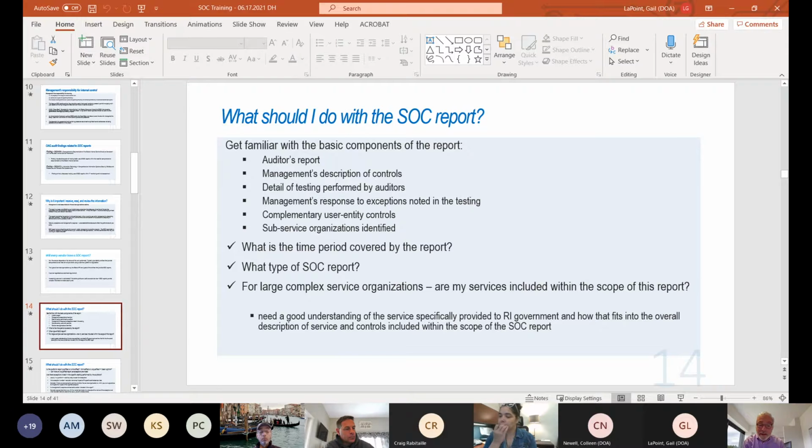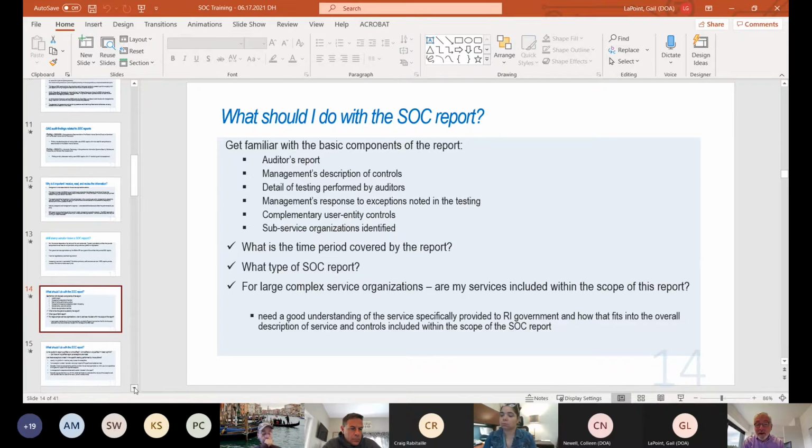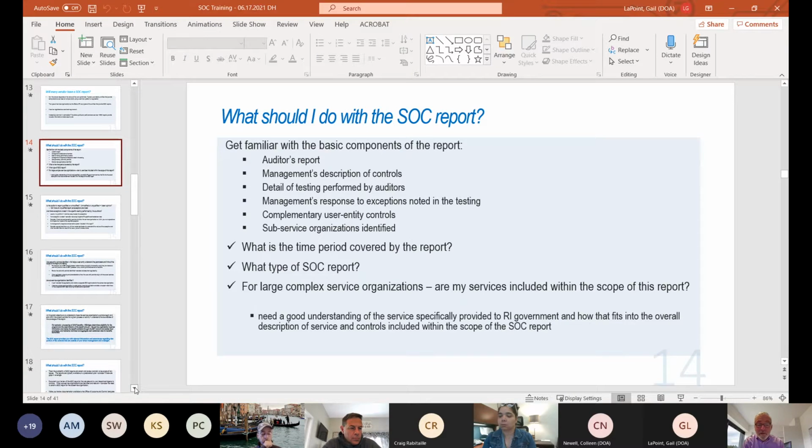They would take a look at the control objective, then they would describe their testing procedures and whether there were any exceptions on their testing. And then if there were exceptions, management's response would follow that. And then somewhere in there too would be a discussion of complementary user entity controls. And they would also identify subservice organizations.